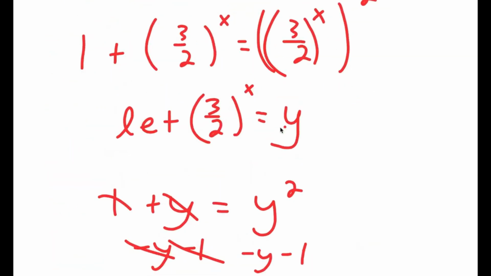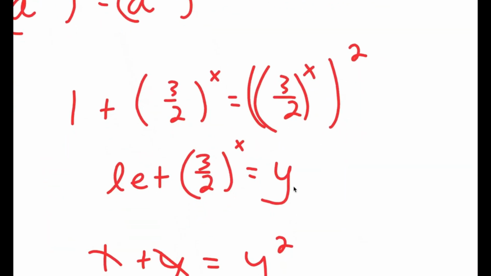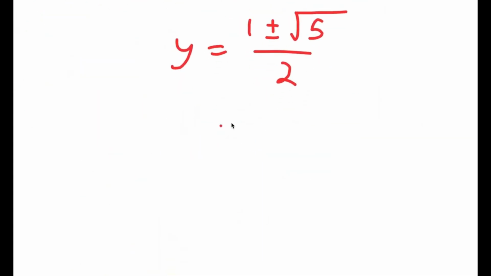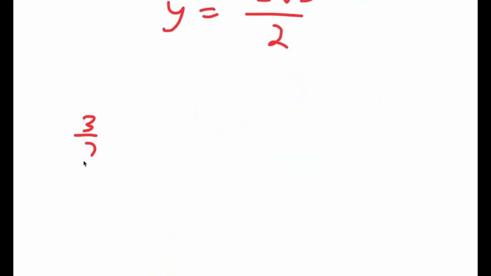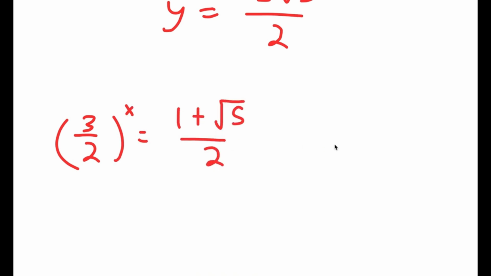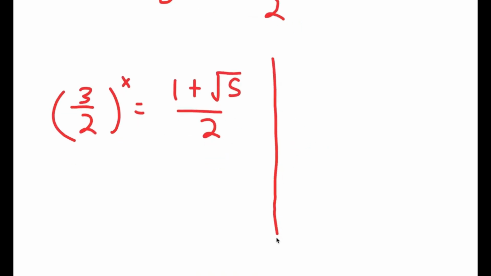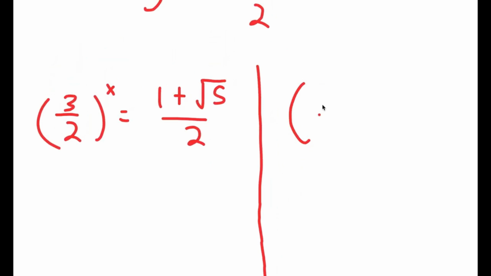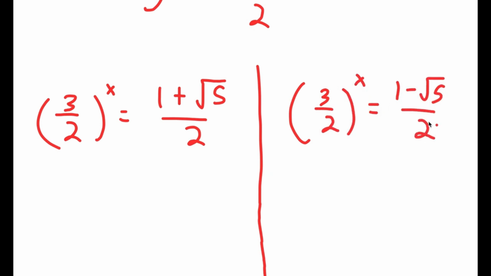However, we're not done yet because we're not solving for y, we're solving for x. And remember how we let (3 over 2) to the power of x equal y. So this gives me two equations. I have (3 over 2) to the power of x is equal to (1 plus the square root of 5) over 2, as well as (3 over 2) to the power of x is equal to (1 minus the square root of 5) over 2.